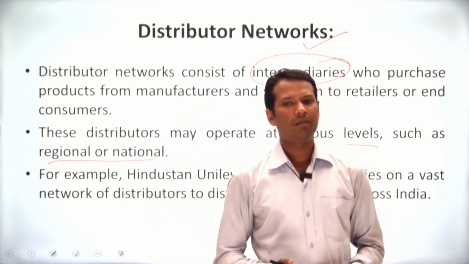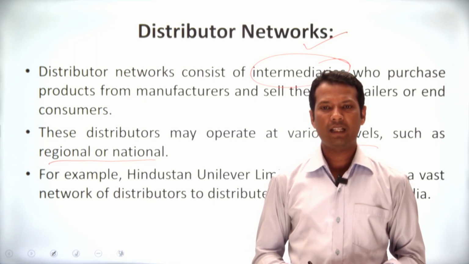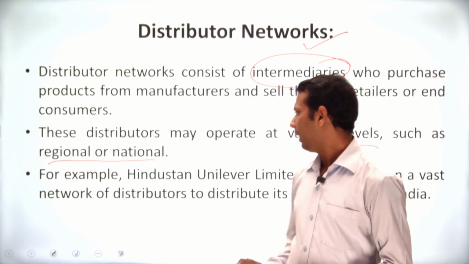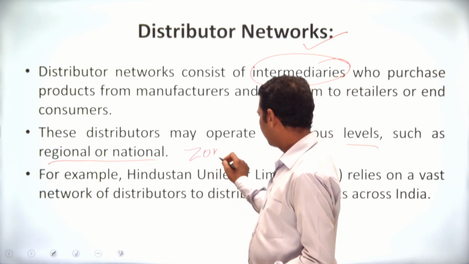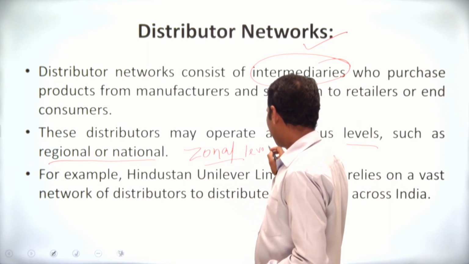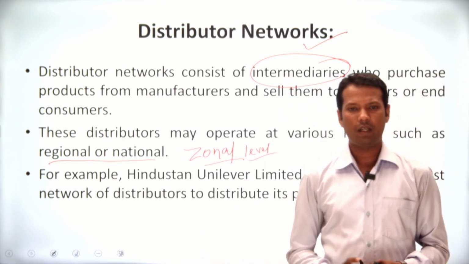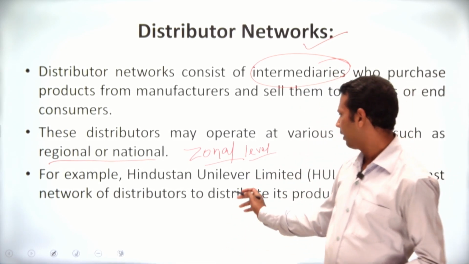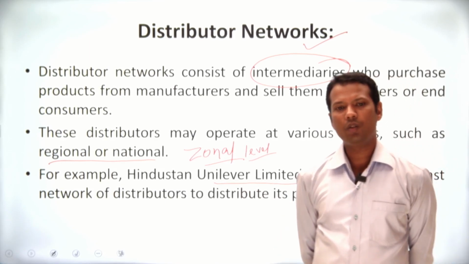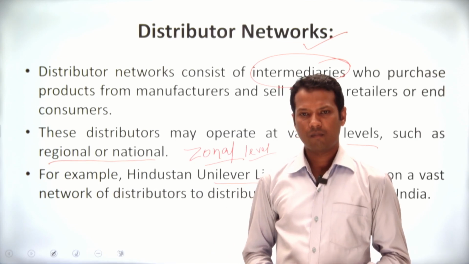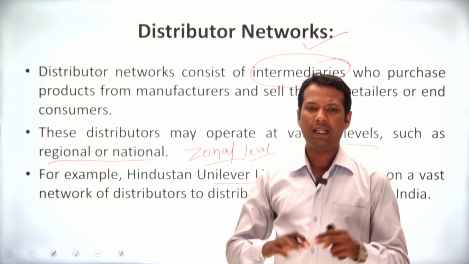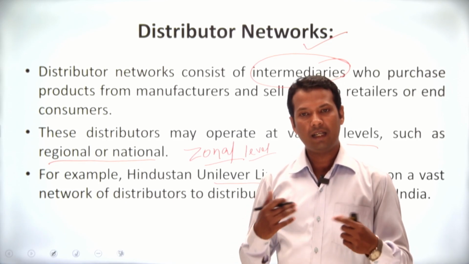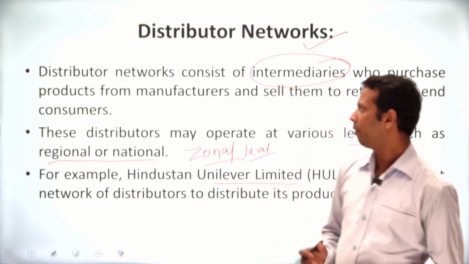These distributors normally operate at various levels, like regional or national. Some distributors may be working at a regional level, or they may be working at a national level. Here we can also add one more thing, that's zonal. Sometimes they do also work at the zonal level, with zonal headquarters or something like that. For example, Hindustan Unilever Limited, HUL, has a vast network of distributors, particularly at a national level, to distribute their products throughout India. So this is all about the distribution network.